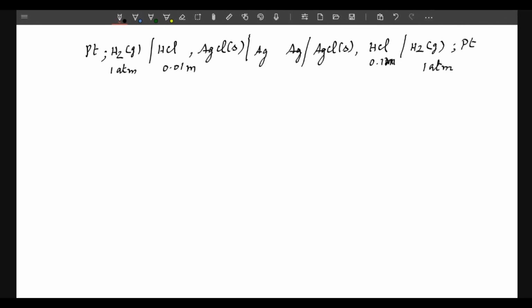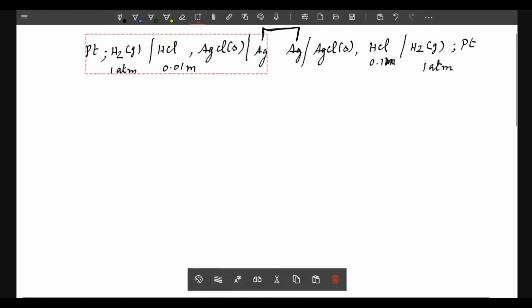Or what is this? Is it a representation of a cell? Yes, it is also a representation of a cell. But no such representation I have come across so far, sir. This is simply nothing but, if you consider this one, a particular cell. Similarly, this is another cell.